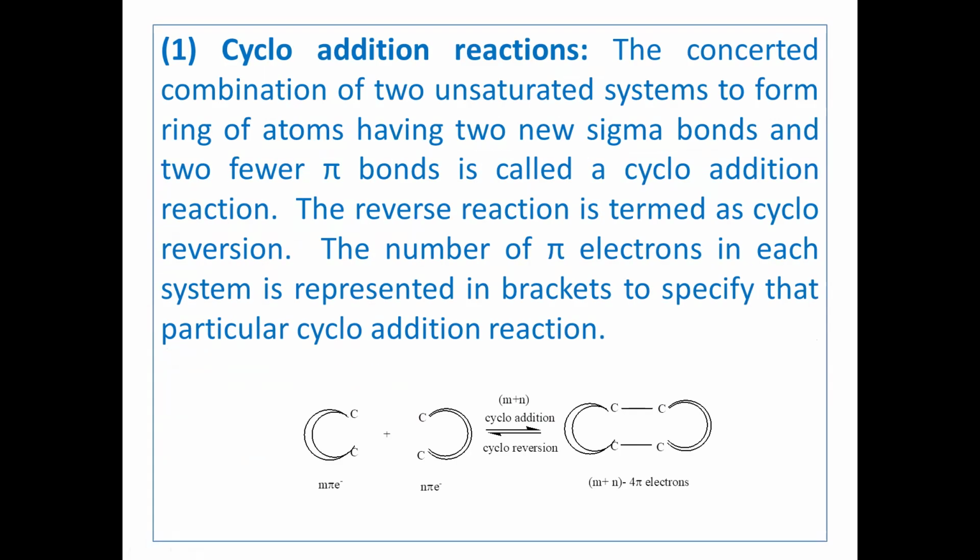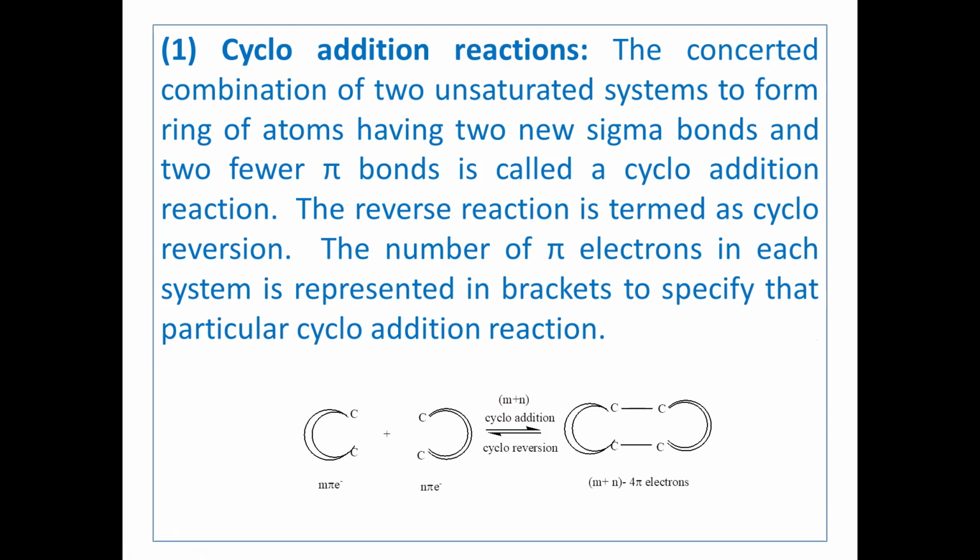A cycloaddition reaction involves the concerted combination of two molecules of olefins to form a cyclic compound. Earlier we have seen the Diels-Alder example, where a diene reacts with a dienophile to give cyclohexene. Similarly, the concerted combination of two molecules of ethylene to form cyclobutane is also considered a cycloaddition reaction.